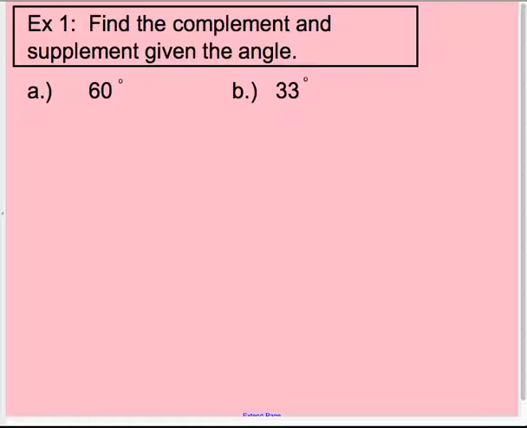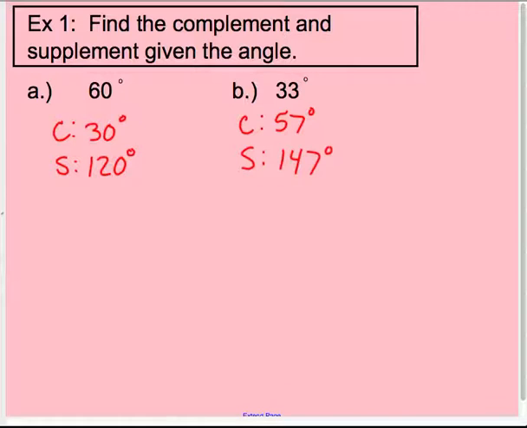All right, so finding the complement and supplement. For the complement, subtract from 90, so we get 30 degrees. For the supplement, subtract from 180, so we get 120 degrees. Same thing for B. 90 minus 33 gives us 57, and 180 minus 33 gives us 147.